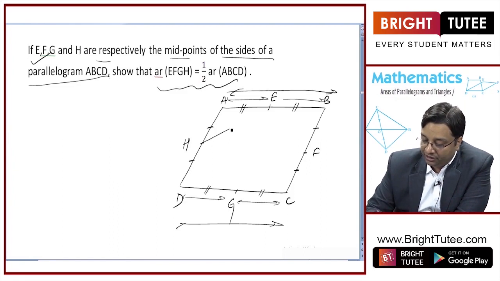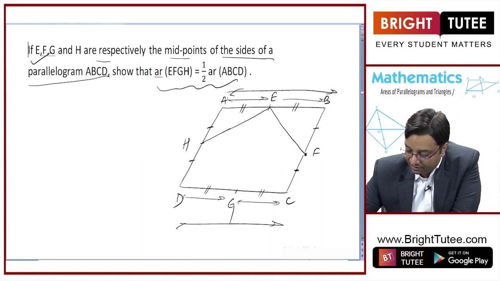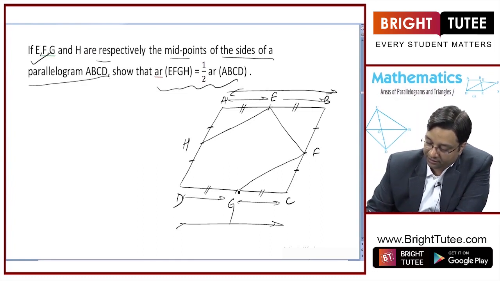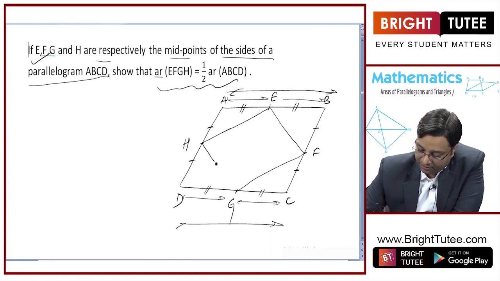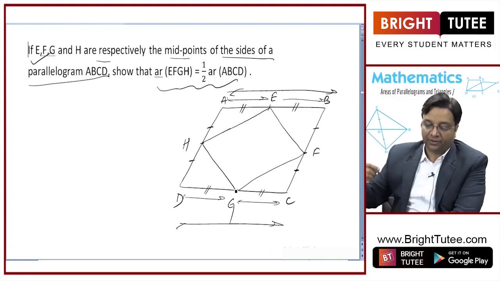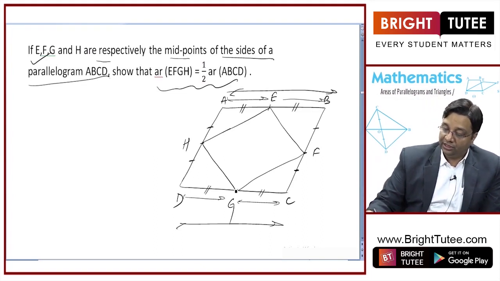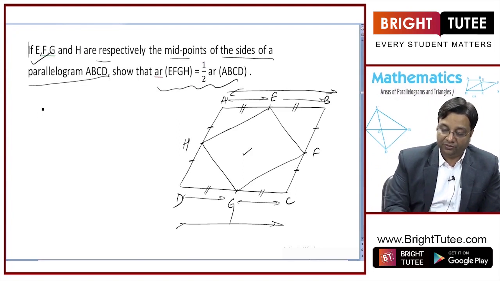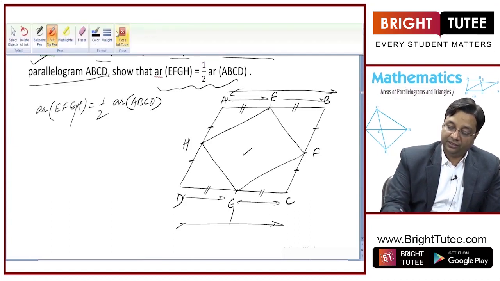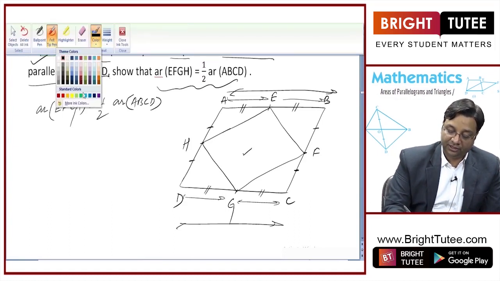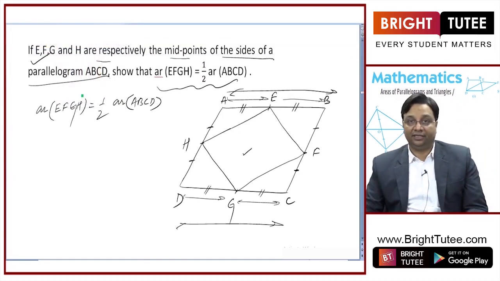And if I now join E, F, G, H, right. Now, I need to show that the area of quadrilateral EFGH is equal to half of the area of ABCD. So, let me make you understand it first, then we can write it together.